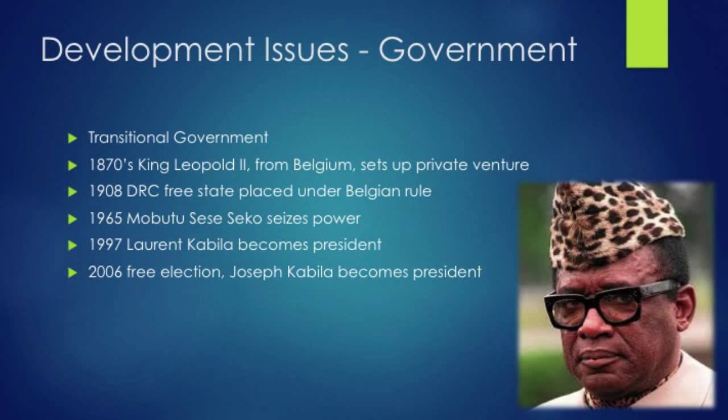First off, I'm going to talk about the development issues pertaining to the government. Since about 1960, the Democratic Republic of the Congo has suffered from the corrupt leaders and corrupt government that they have had in office. In 1960, Patrice Lumumba was forced to leave the country due to the fact that he was embezzling millions of dollars, and also the U.S. wanted him to leave the country because he was said to be involved in the Cold War.